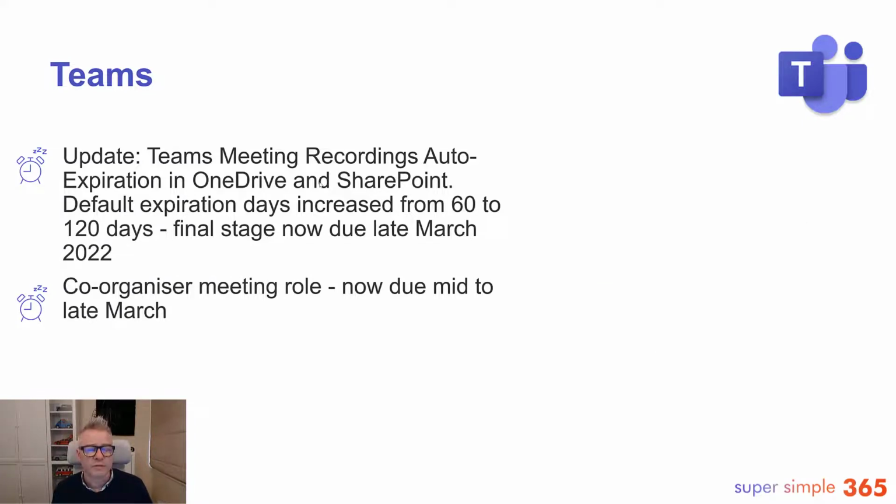Maybe a bit more interesting to people is the co-organizer meeting role. So it's been pushed back, but hopefully will be by late March. Everyone I know cannot wait for this to come in. It means that you've got the ability to allocate this new role, this co-organizer role, to 10 additional people in one of your meetings. So it may be a part of a team. You're organising your meeting for somebody else. They organise it for you. I mean, what happens if you've got a great big team meeting, you're off sick or something happens?